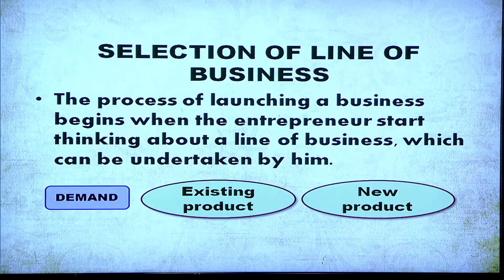Then, after determining the number of laborers that you require in an organization, after selecting the location of the business, and after doing these activities, we have to select the line of business. The process of launching a business begins when the entrepreneur starts thinking about a line of business which can be undertaken by him. According to the capacity, according to the skill as well as the money that he has, he will decide about the product that he should make. This product can be an existing product or a new product.